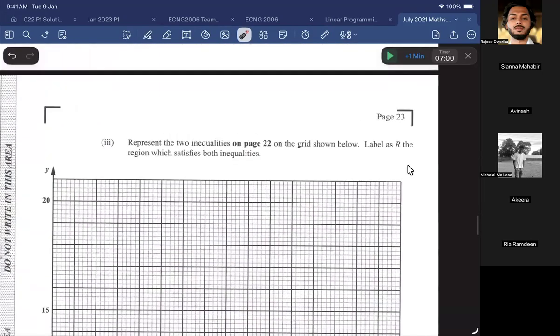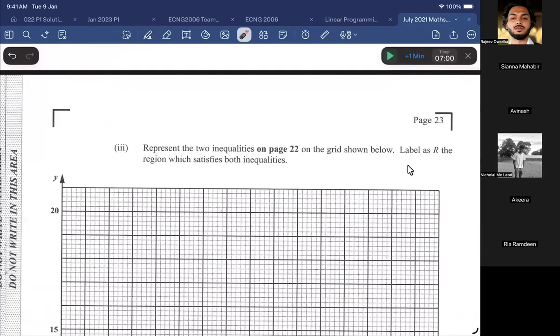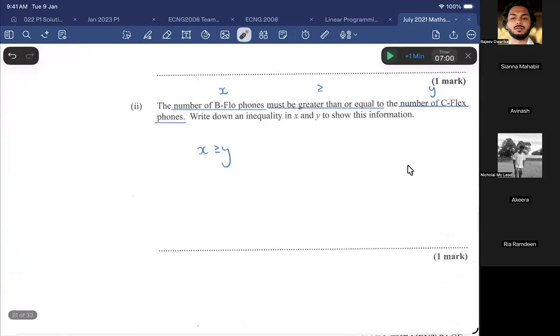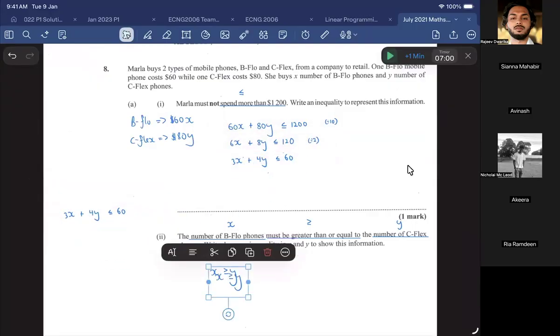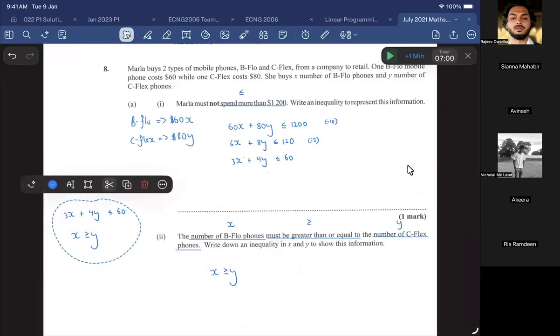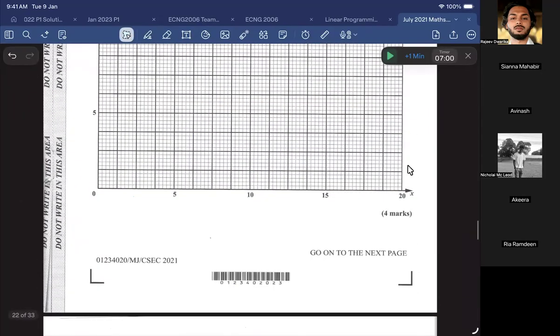Right? Okay. So there we go. So in this one, read out from the first. Akira: Represent the two inequalities on page 22 on the grid shown below. Label as R the region which satisfies both inequalities. So this one is real simple because we just have two. This one is much simpler than the last one, where CXC was mean and made us do 4. You know why they would think to give us 4? CXC evil.